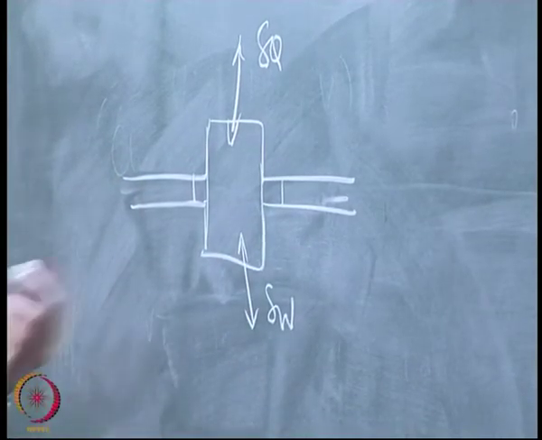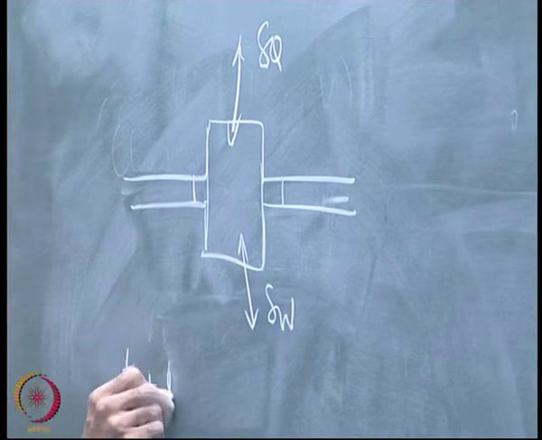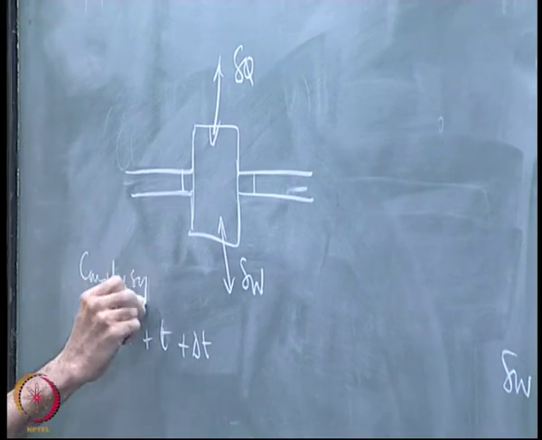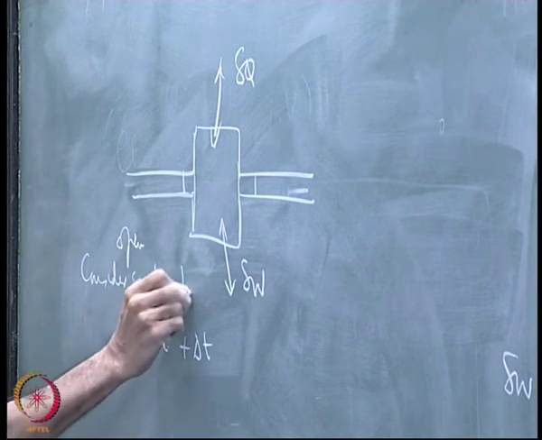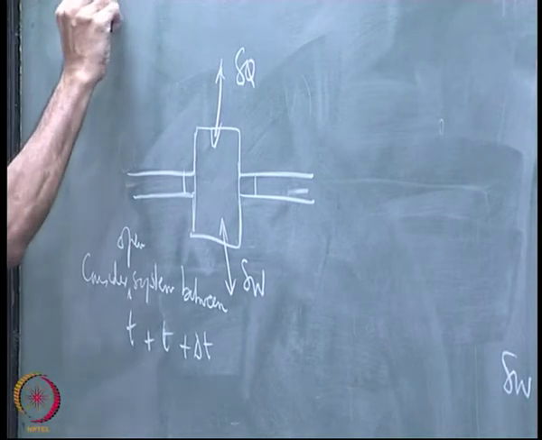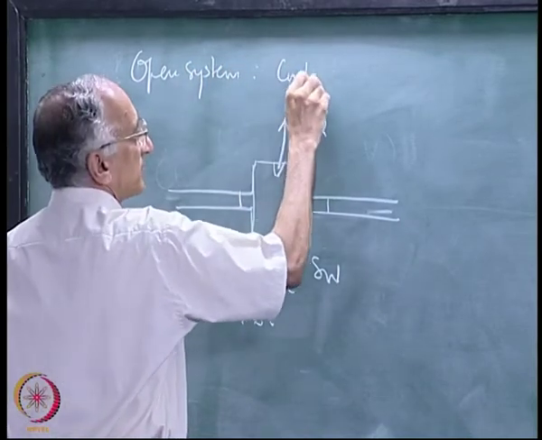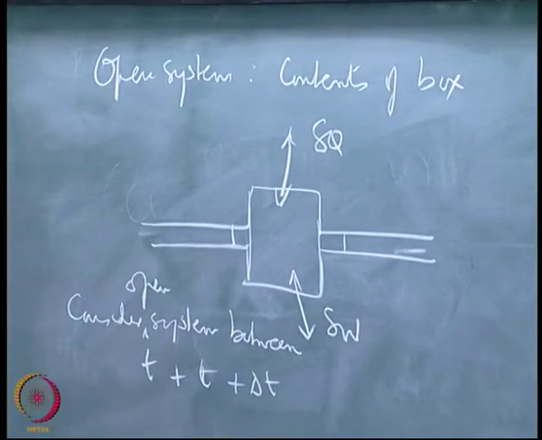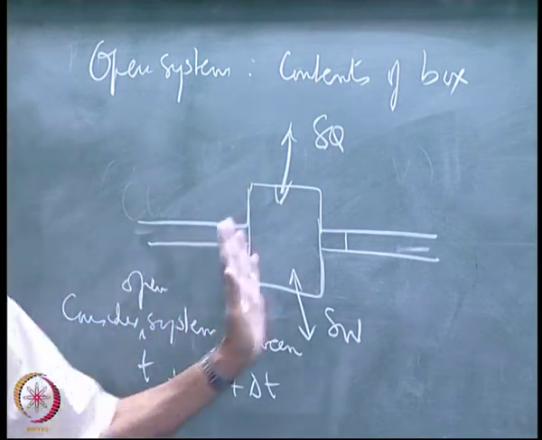What I have marked here is the amount of mass. Suppose I am considering a system between t and t plus delta t, this is time. I am going to consider an open system between t and t plus delta t. The open system actually consists of the following. My open system is simply the contents of the box. The box could be a whole factory, could be anything. This is my system. I have a system into which mass comes in, mass goes out.